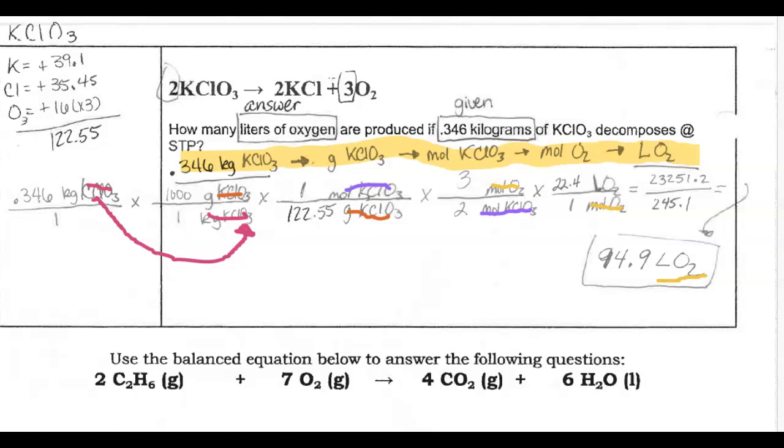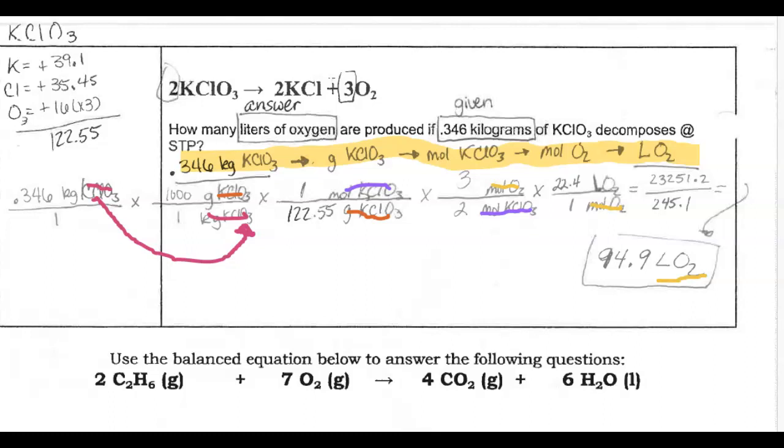And then I just do my math, multiplying across all my numerators, 0.346 times 1,000 times 1 times 3 times 22.4 gives me a pretty big number, 23,251.2. 1 times 122.5 times 2 times 1 is 245.1. When I reduce that fraction, I get 94.9 liters of oxygen.